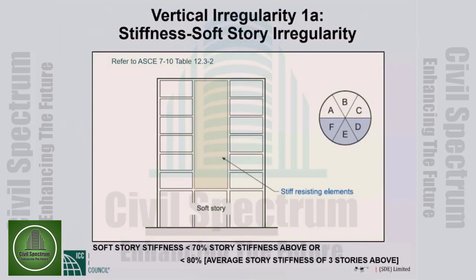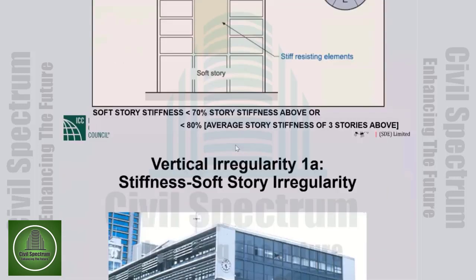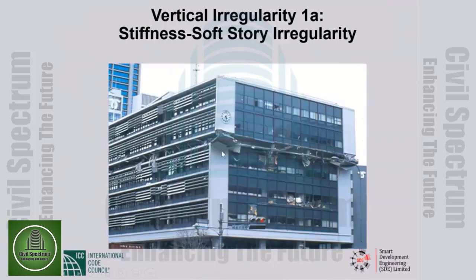Okay, so this is vertical type 1, soft story irregularity. Soft story: stiffness less than 70% of the story stiffness above, or 80% of the average story stiffness of the 3 stories above. Now, I absolutely want to emphasize that a soft story does not have to be at the bottom of the structure. It can be anywhere up the height of the structure.